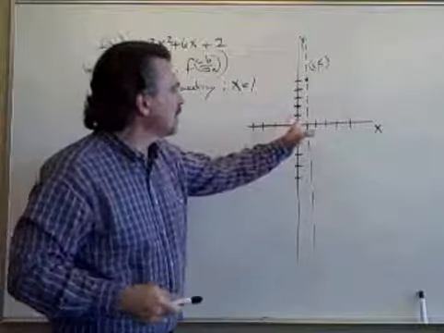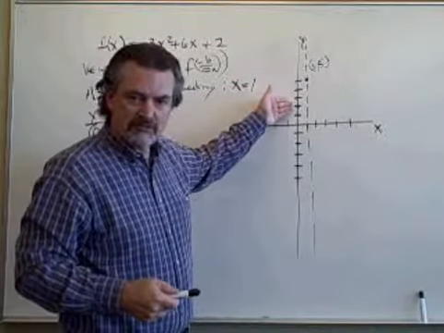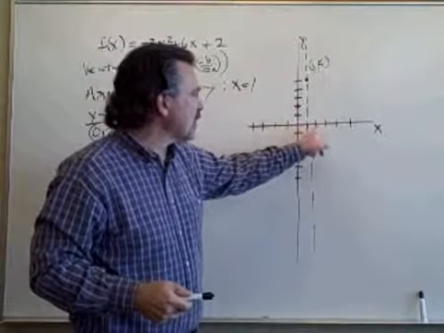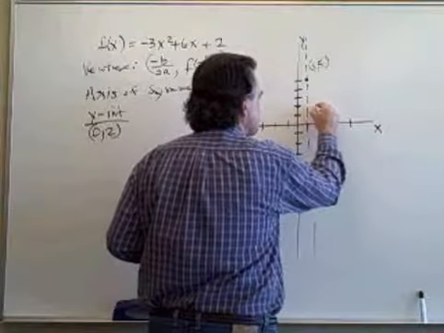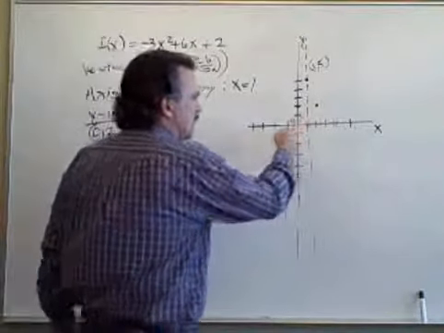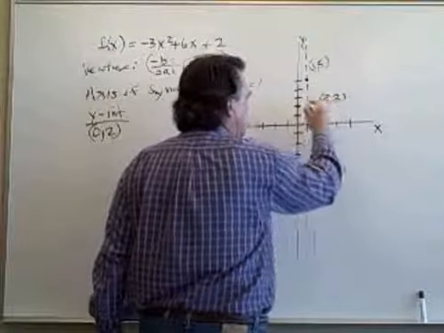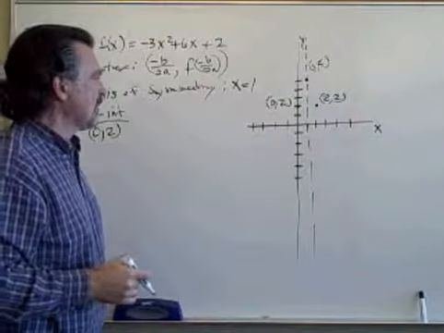And now I can get a symmetric point. I went 1 unit to the left on the x to find the function value here of 2. So if I go 1 unit to the right, the function value also has to be 2 for the symmetry that we have here. So when x is 2, the y value is also 2. Just like when the x was 0, the y value was 2.